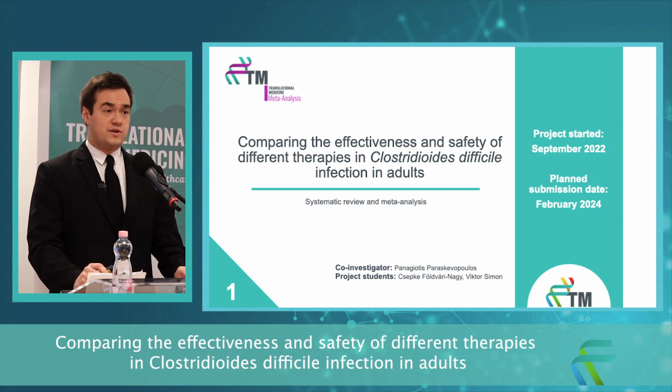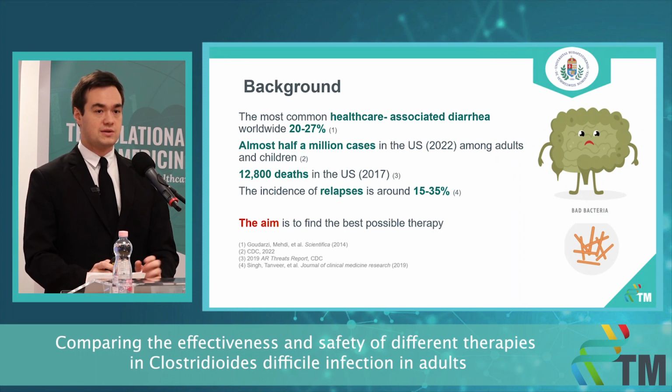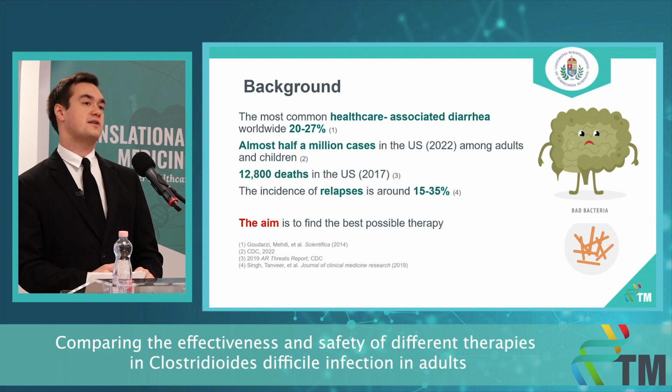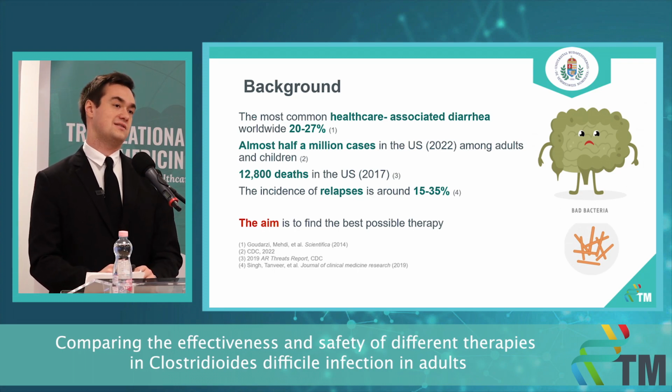In the first project, we're comparing the effectiveness and safety of different therapies in C. diff infection in adults. A few words about the background, why is it a hot topic? So this is the most common healthcare associated diarrhea worldwide, from 20 to 27% caused by C. diff. And almost 500,000 cases were registered among adults and children, and there were more than 10,000 deaths.